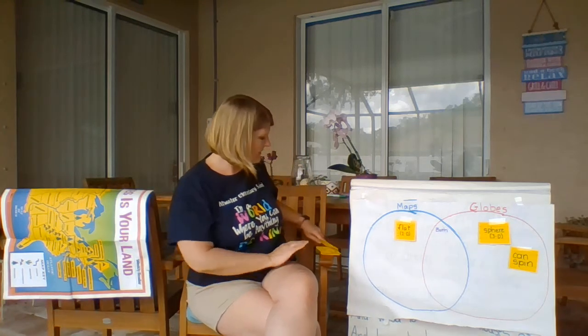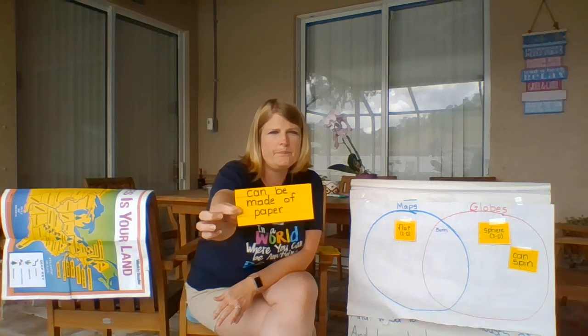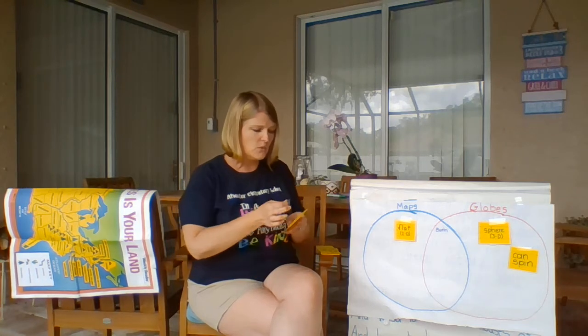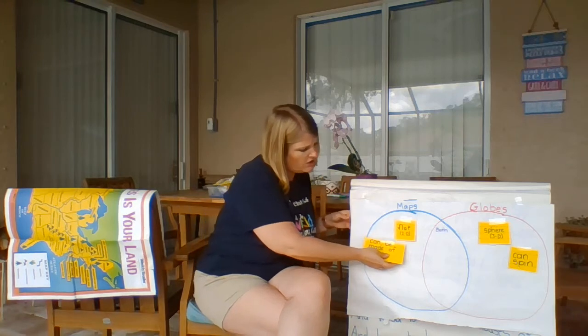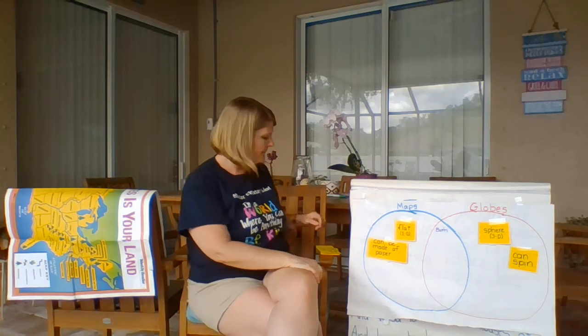Because it's a representation of our Earth that's spinning. The next one says can be made of paper. Which one can be made of paper? Oh yeah, our paper map over here can be made of paper. I said can be because we can now get maps on our phones as well. And we can look at all kinds of maps on computers too, but can be made of paper goes right there on the maps side.